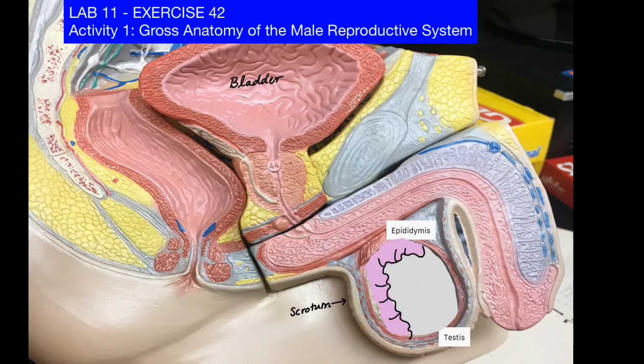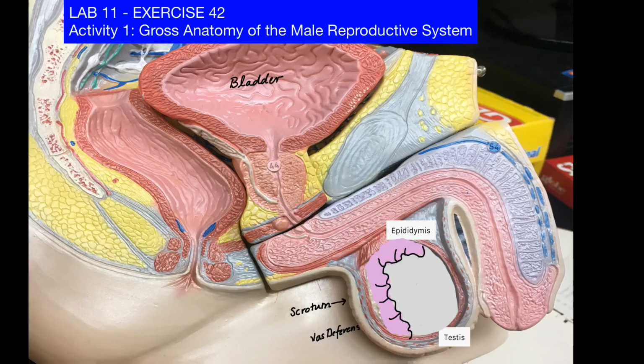We make our gametes in the testis, but then those gametes are going to mature, and we need a pathway, a series of ducts or tubes, to get them from the testis all the way out of the penis. That's where this duct system starts, in the epididymis.